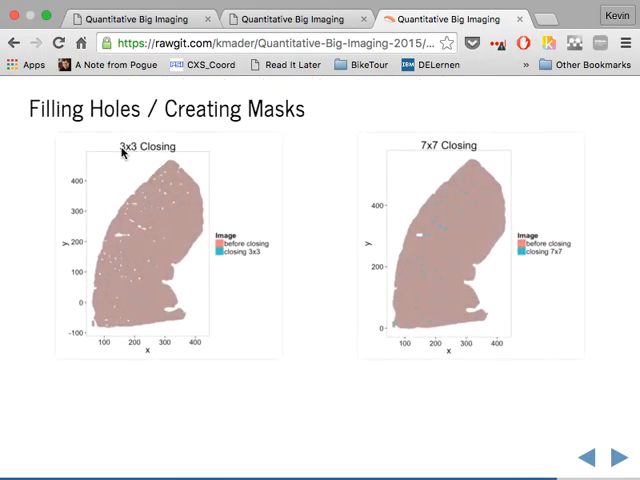What we see with this image is, if we perform a 3x3 closing, this is the image before, and the image afterwards has these holes filled in. The smaller holes are now blue, so they're filled in. You can then perform a 7x7, and then some of the larger holes are filled in, but some of the features here are connected. And so this area here is counted as being inside the bone, even though it technically is probably outside of it.